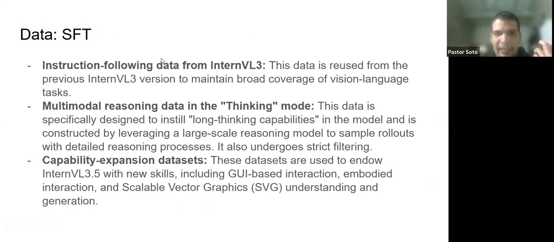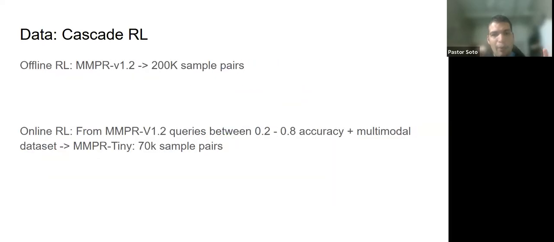Okay, so the data that they used for supervised fine-tuning was instruction following data from InternVL3, reused from the previous series of models. And also they use multimodal reasoning data, which is thinking data for having long thinking capabilities. And also they use capability expansion datasets that include general user interface interactions and scalable vector graphics. This supervised fine-tuning data is private, but the cascade reinforcement learning data is open source, so we do have access to this.